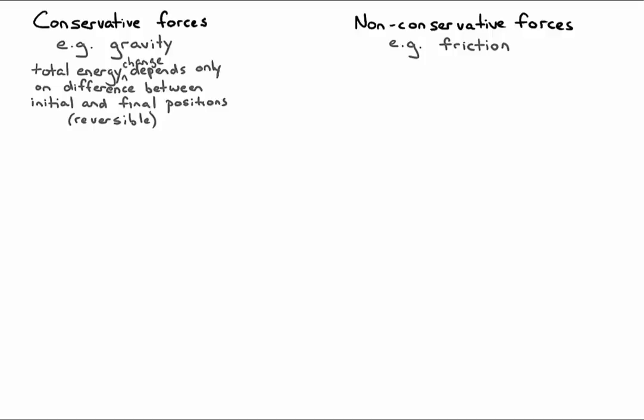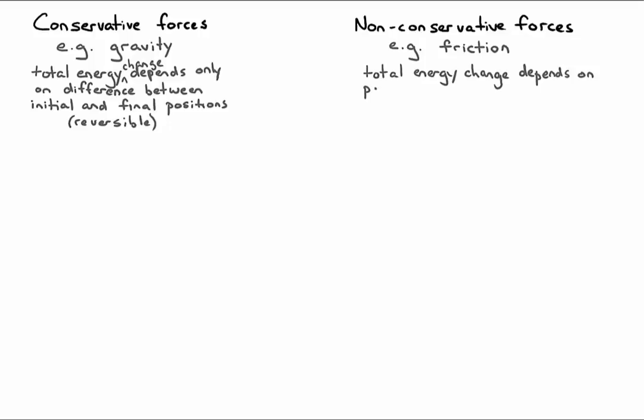For a process involving a non-conservative force such as friction, the total energy change during that process depends on the path between the initial and final positions. So if we tried to go back to the beginning, we wouldn't have the same amount of energy in that system as we had before. And this is going to become a lot clearer once we talk about a couple of examples.